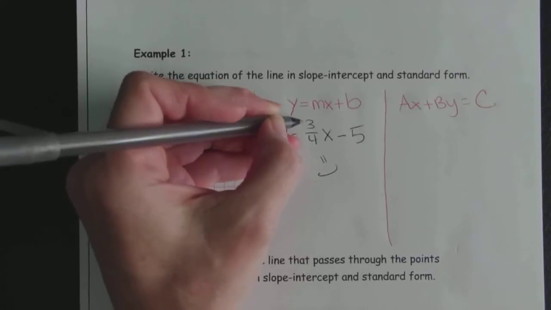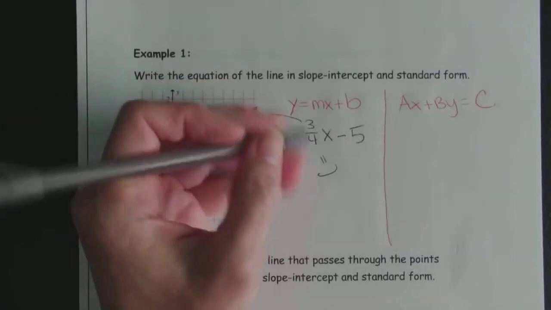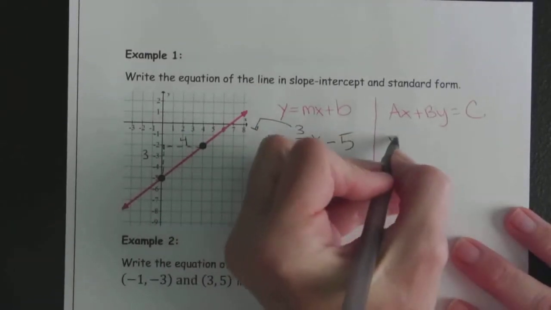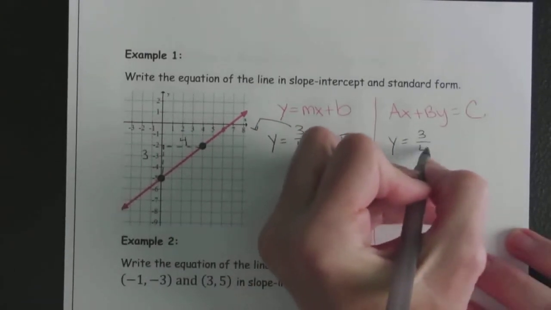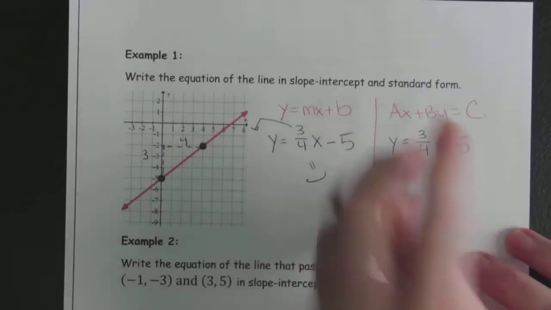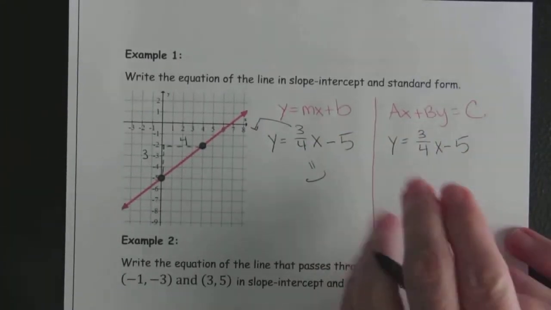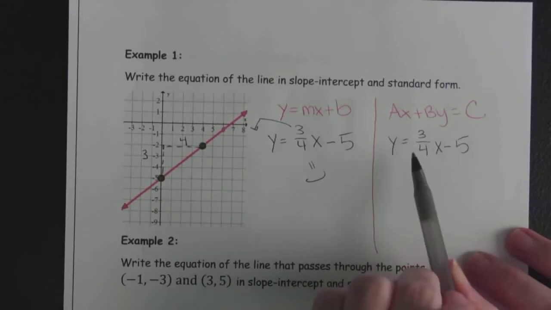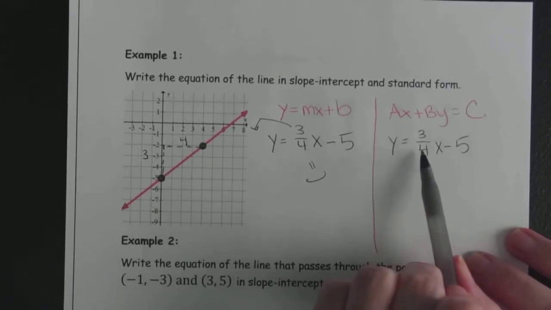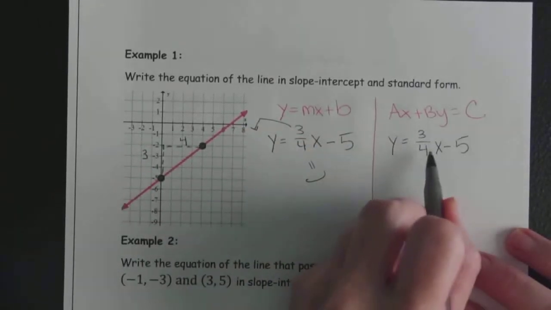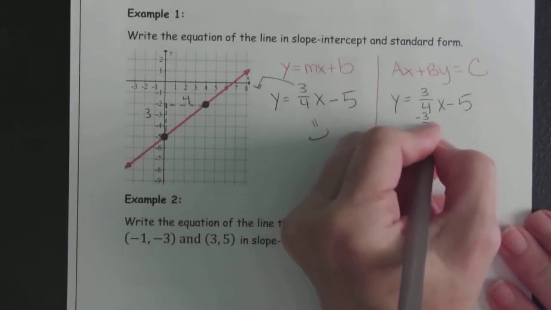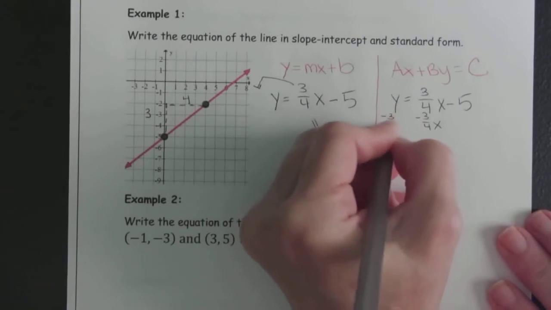Okay, how do we move it to standard form? Well, I think the first thing we'll do is move this guy over. I know he's a fraction. We'll deal with that in a second. So let's bring y equals 3/4 x minus 5. One thing I will tell you, in order to get to standard form, you're going to need your slope-intercept to start.